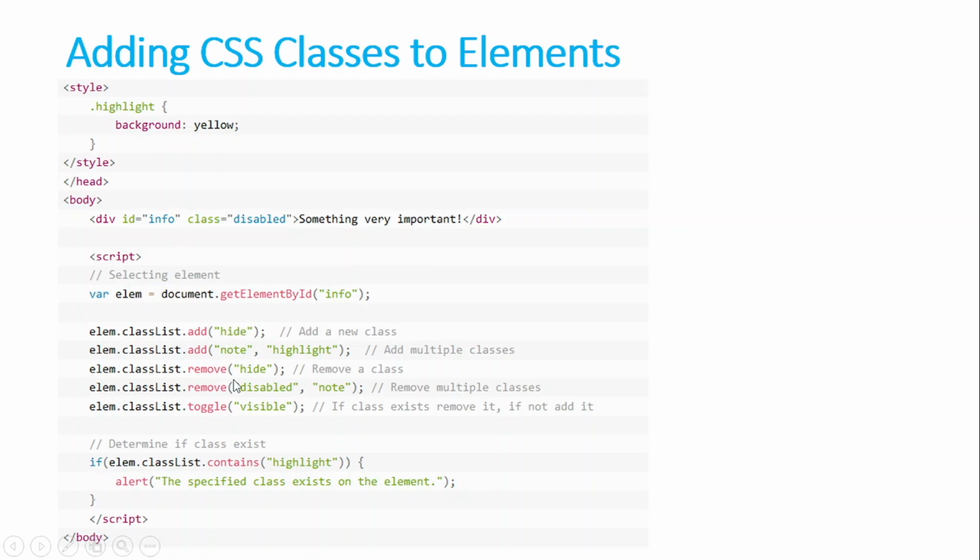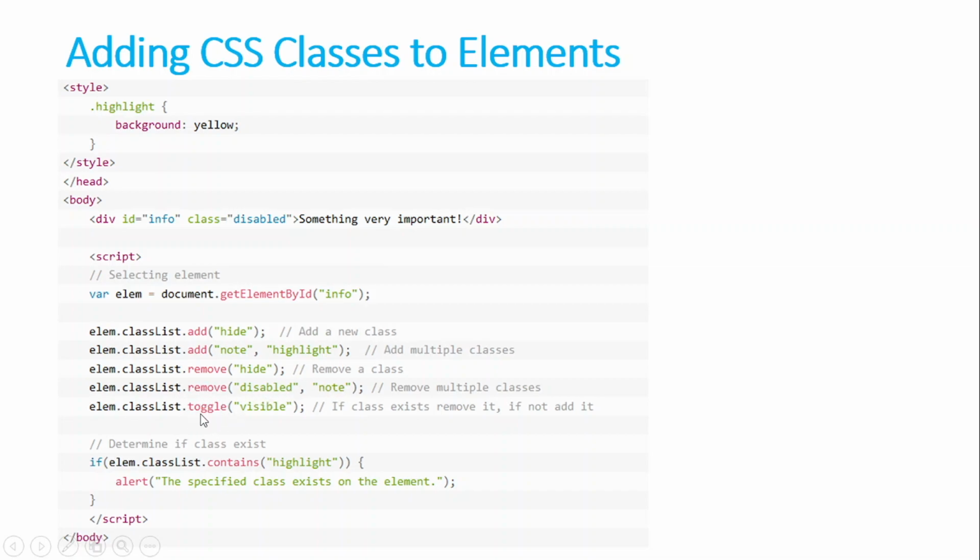Similarly, we can specify multiple classes here if you want to add multiple classes to that element. So it will add node as well as the highlight class. Also, you can remove any class you want. Let's say I want to remove this hide class, so I'll be using the remove method on the classList property, and then I can specify the class that I want to remove. Similarly, I can remove multiple classes, disabled or not, anything, by using this remove method.